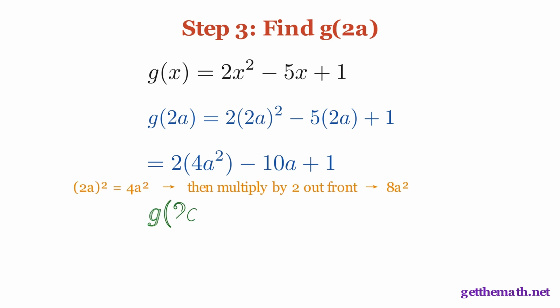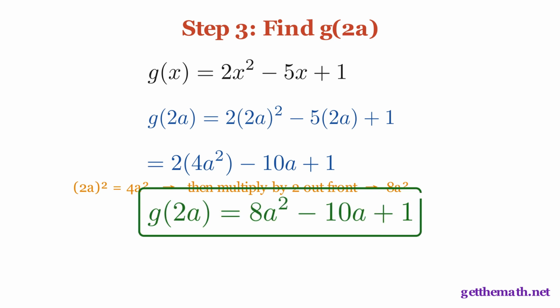Step 4. Find g of a minus 3. Replace every x with the quantity a minus 3. G of a minus 3 equals 2 times the quantity a minus 3 squared, minus 5 times the quantity a minus 3, plus 1.